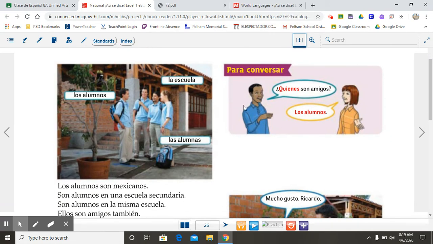This is a conversation I would like you to have, you can do it to yourself really. This one is asking who are the friends? ¿Quiénes son amigos? Who are friends? Los alumnos. The students are friends. Okay? ¿Quiénes son amigos? Los alumnos.